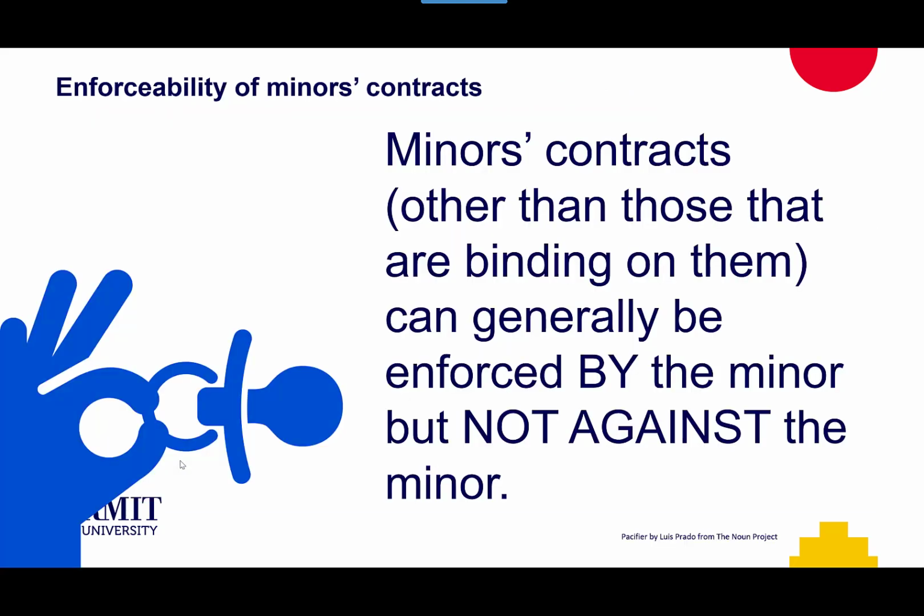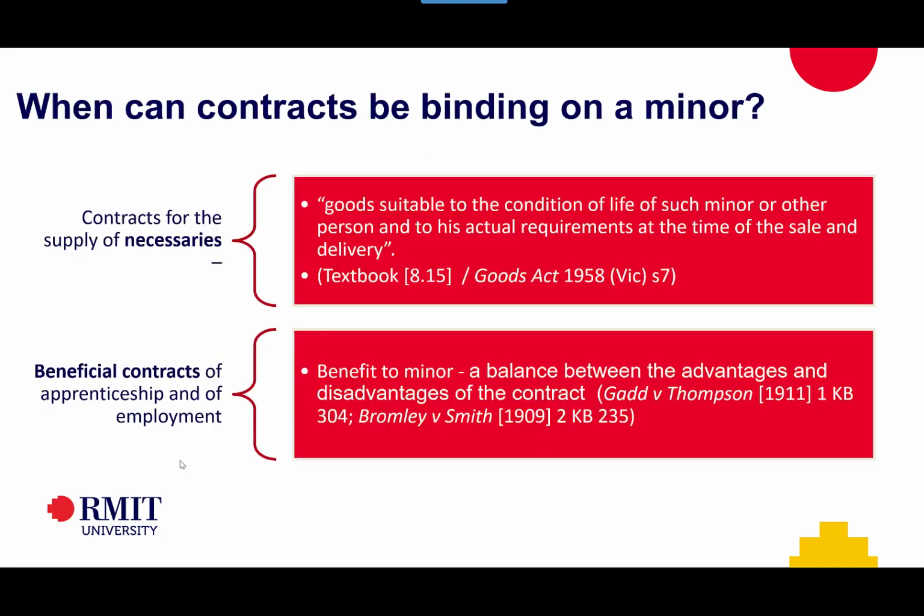So, what's important to remember with minors' contracts as a general rule is that they can be enforced by the minor, but they can't necessarily be enforced against the minor. It's very easy to go quickly to the idea that because it's a minor's contract, it won't be enforceable, but it will be enforceable by the minor against the other person. So, two categories that are really important: contracts for the supply of necessaries and beneficial contracts of apprenticeship and employment.